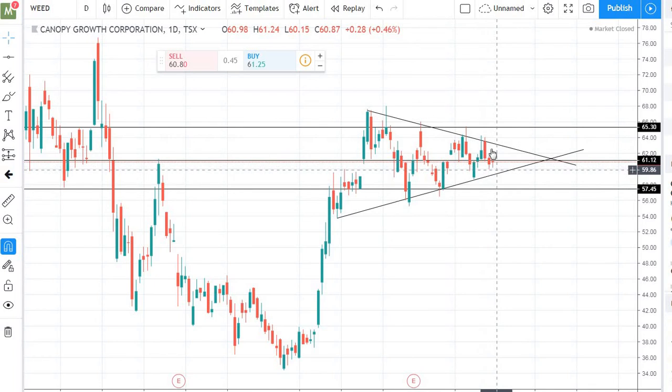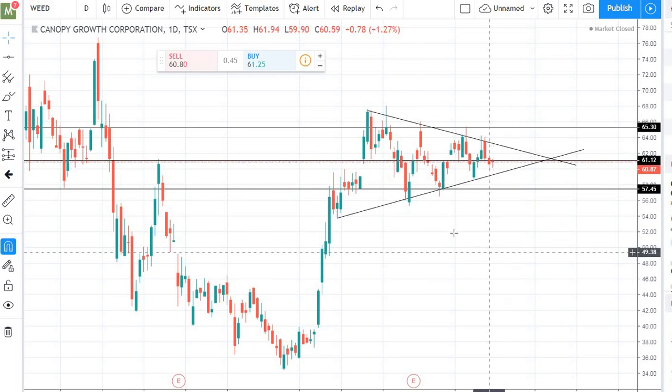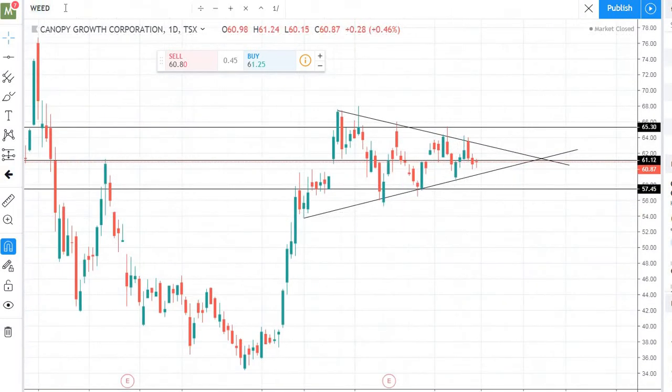And then we're going to wait for it to break one way or the other before we make any short or long-term plays. Right now it's getting very tight here, so we should be expecting a move one way or the other within the next couple weeks, up until probably the beginning of April. So we'll have to wait and see what happens there.